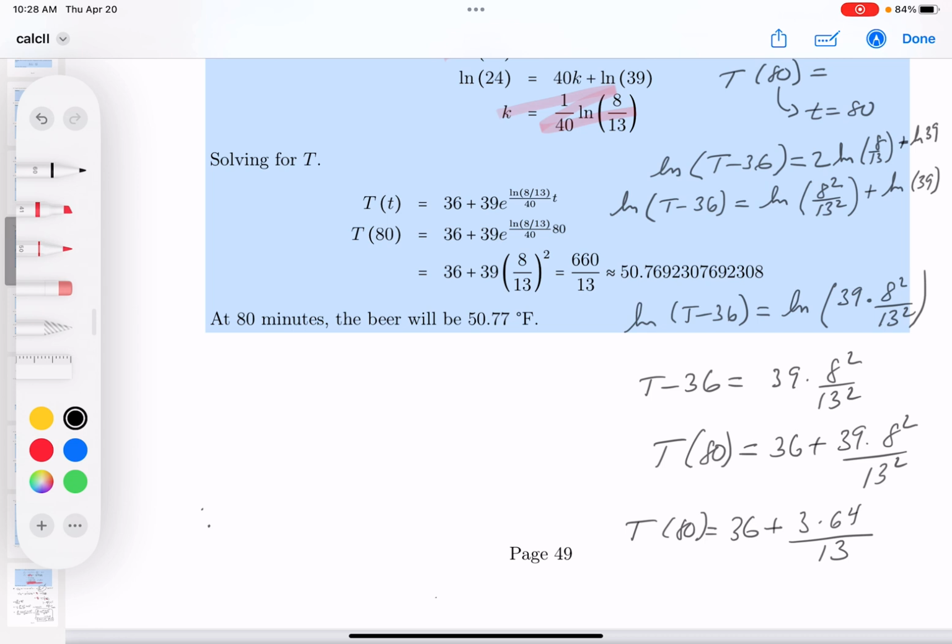And if you do that on a calculator, you're going to get approximately 50 point. I'm looking at what I got over here. I did this using Sage, by the way. 50 point some odd degrees, by the way. So about 50.77 degrees. All right. So again, after 80 minutes, the beer is cooled down to 50.77 degrees. Thank you.